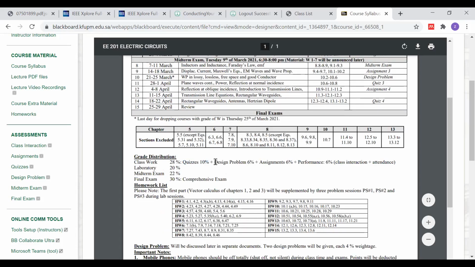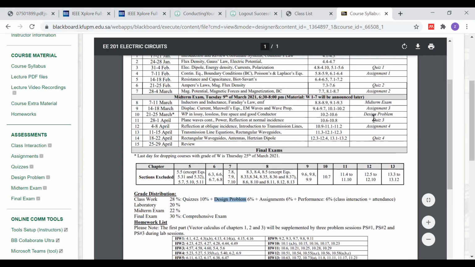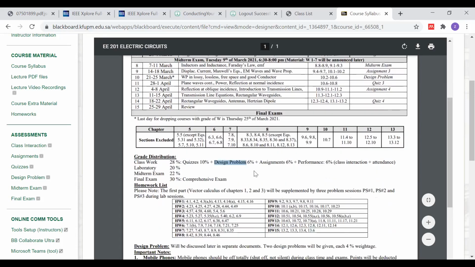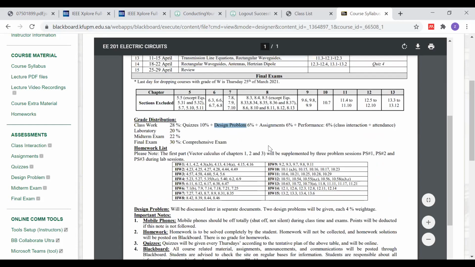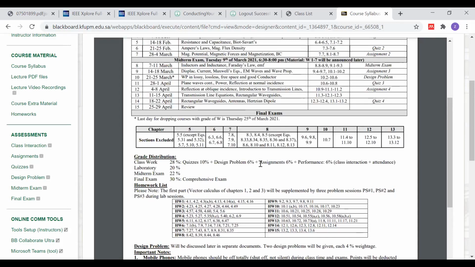Then you will have a project, which will be a design problem. This design problem will be given in week 10 or week 11. The design problem is basically a problem where you will use the knowledge that you have acquired within this course to design a circuit, or to identify some parameters which use the concepts of electromagnetics. And then you will have assignments, which will be 6%.